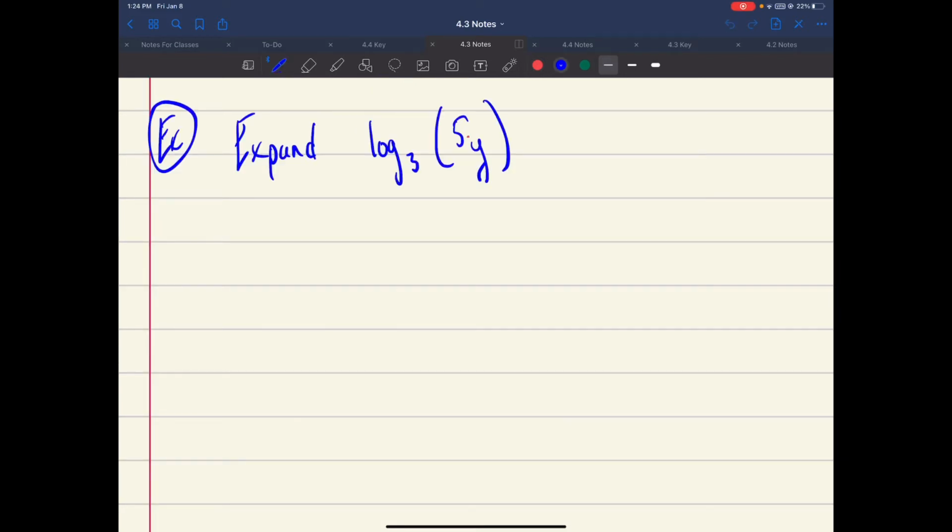Okay, so the next few problems, we're going to be expanding logarithms. Then we're going to combine logarithms, which is just going back and forth. So we'll start here. Expand log base 3 of 5y. Inside of this logarithm, you can see I put a little dot. 5 times y, that is multiplication. So we can write this as 2 logs with an addition sign between them. So this one just turns into log base 3 of 5 plus log base 3 of y.